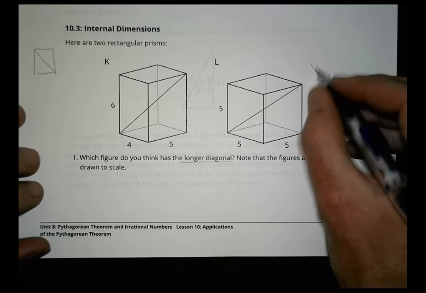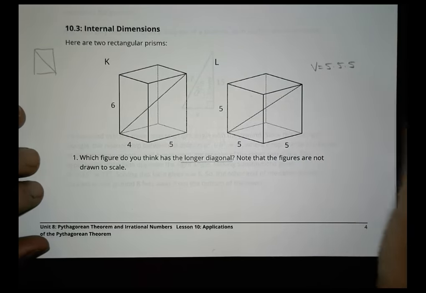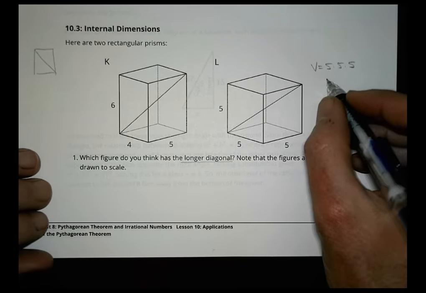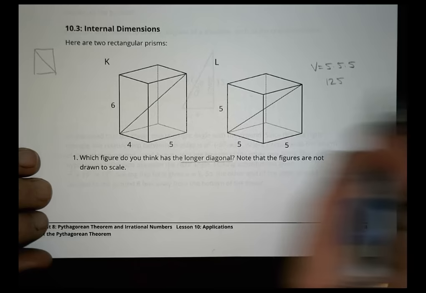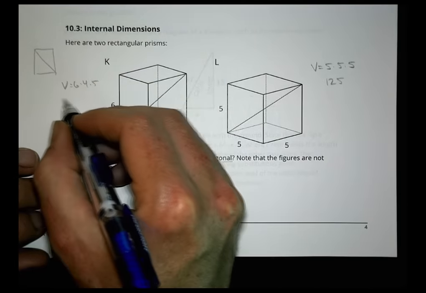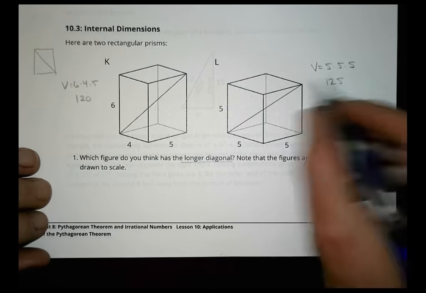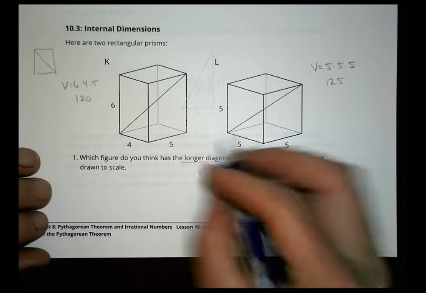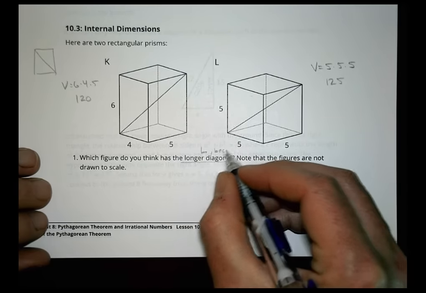If you thought about volume, for example, the volume of this prism is 5 times 5 times 5, which in this case is going to be about 125 cubic whatever it's going to be. Over here, the volume is going to be 6 times 4 times 5, so that's going to be about 120. So you might say because this has a greater volume, you might think that L might be a little bit longer, maybe L, because maybe it has a greater volume.